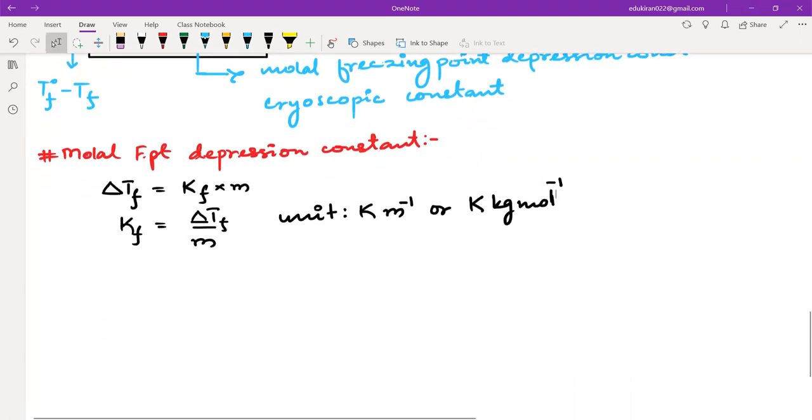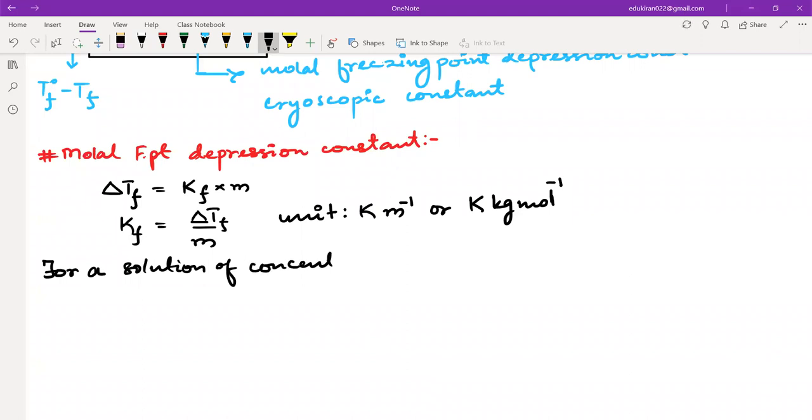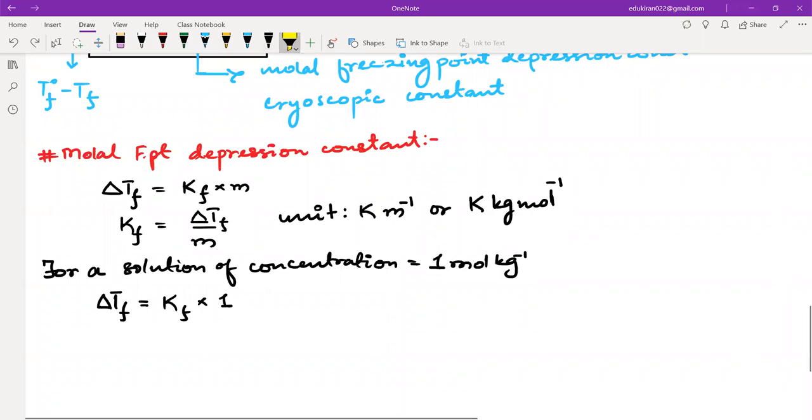Now, when we have to define a constant, please listen very carefully. Whenever we have to define a constant, we have to put the variable on its side as unity. So we will say that for a solution of concentration 1 molal, that means 1 mole per kg, the delta TF will be equal to KF into m, and m is equal to one. That means delta TF is equal to KF. That means KF is the depression in freezing point when the concentration of solution is 1 mole per kg. Is that right? Yes or no?